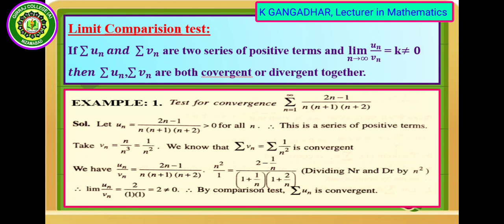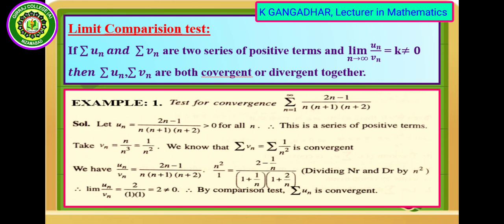Here we apply the limit comparison test. For the limit comparison test we want a limit value not equal to 0. But 1 by n square into something gives limit value 0. We want a limit value not equal to 0, which means that if 1 by n square is not there, then we get a limit value not equal to 0.